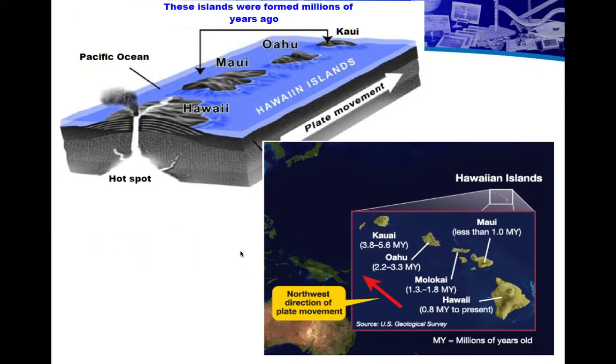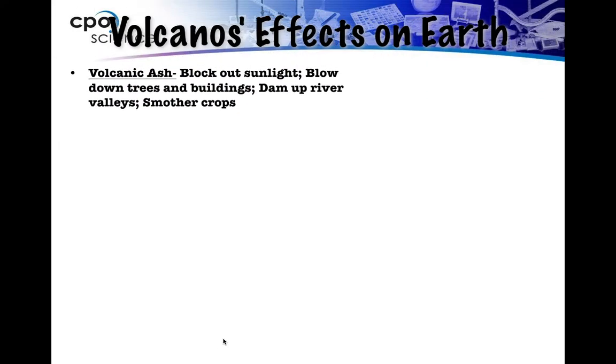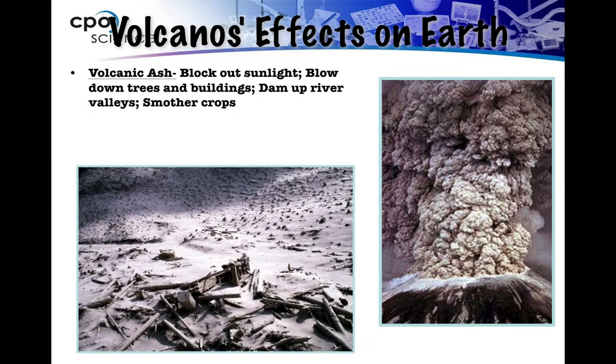I like these pictures. I put them in here because it's just kind of showing you there's that hot spot staying in the same location, but the plate is moving. So the oldest one is going to be the island that's farthest away from the mantle plume, Kauai. If you look at the picture down here, Kauai is 3.8 to 5.6 million years, whereas Hawaii is relatively young compared to that, only 0.8 million years old. So the farther you get away from Hawaii, the older the islands are. They used to be over that mantle plume, but because the tectonic plate is moving, they get moved along with it.